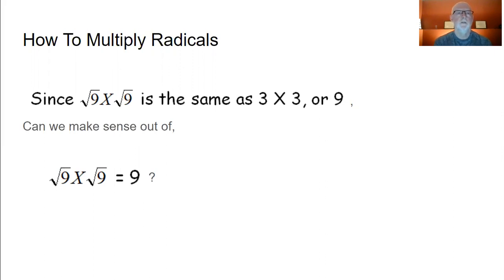Since the square root of 9 times the square root of 9 is the same as 3 times 3, because the square root of 9 is 3, and 3 times 3 is 9, can we make sense out of the fact, therefore, that the square root of 9 multiplied by the square root of 9 must be equal to 9?